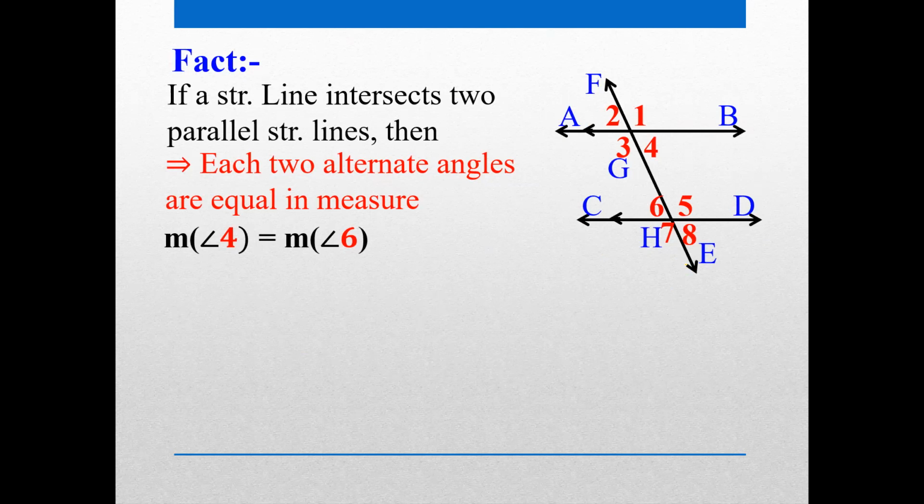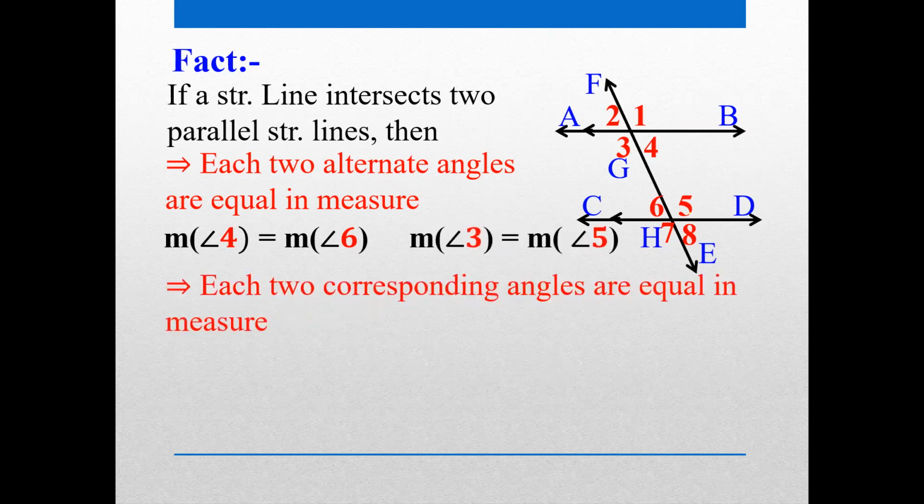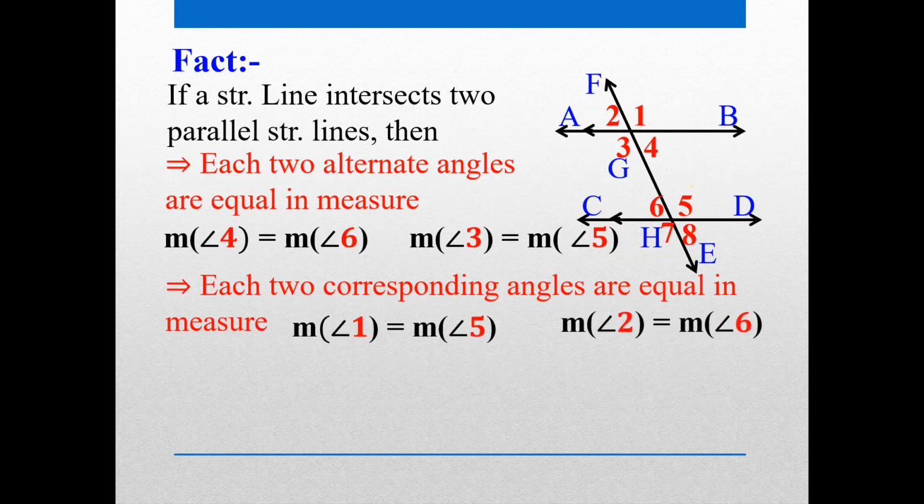Each two alternate angles, and we say that alternate angles are in the form of the letter Z, where angle 4 equals angle 6 and angle 3 equals angle 5. And each two corresponding angles are equal in measure, and we say that corresponding angles are formed by the letter F. The corresponding angles are angle 1 and angle 5, angle 4 and angle 8, angle 2 and angle 6, angle 3 and angle 7.